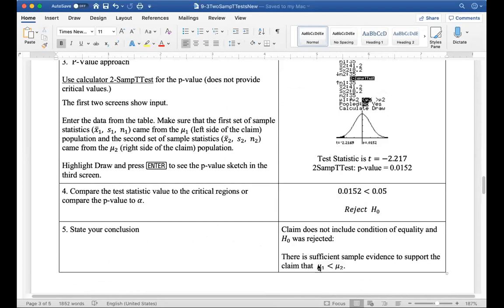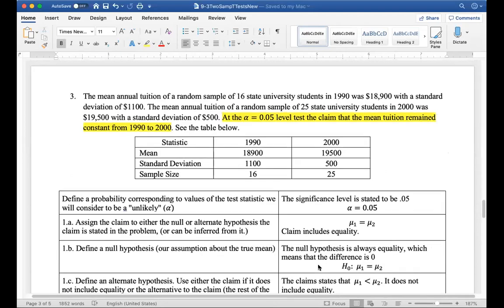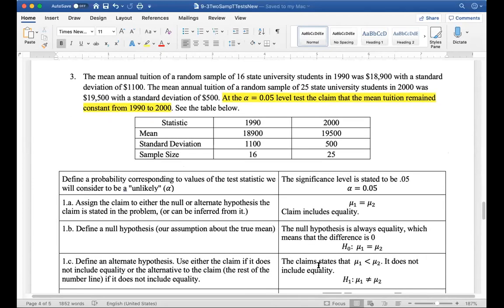Let's go to the next problem. The mean annual tuition of a random sample of 16 state university students in 1990 was 18,900 with a standard deviation of 1,100. The mean annual tuition of a random sample of 25 state university students in 2000 was 19,500 with a standard deviation of 500. At the 0.05 level, test the claim that the mean tuition remained constant from 1990 to 2000. In other words, it was the same in 1990 as it was in 2000. So that means the two means were equal.